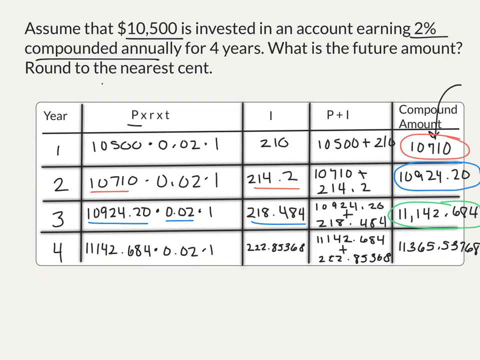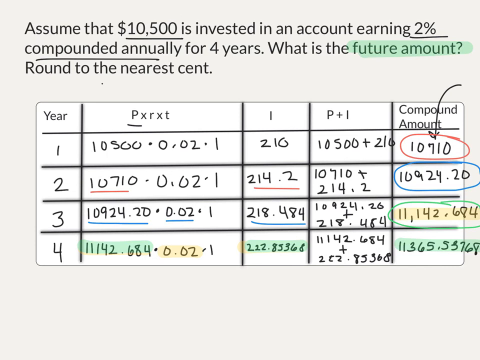Okay, so for our last year, year 4, we're just going to take 11,142.684 and plug it into our principal for year 4. And then we'll multiply it by 0.02, and we get an interest amount of $222.85368. Next, we'll add the principal to the interest to get $11,365.53768. And this is our future amount.